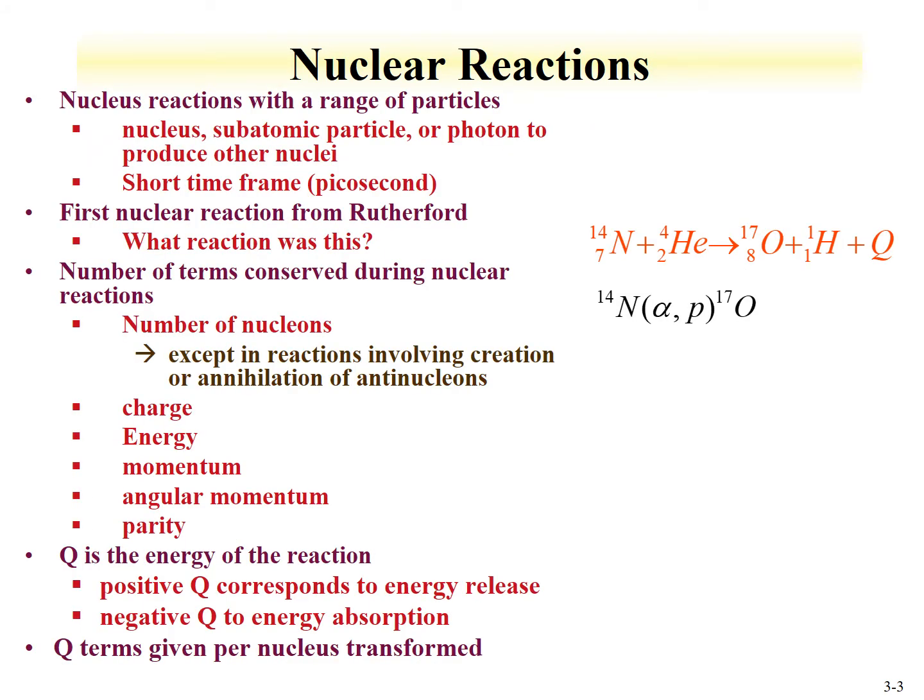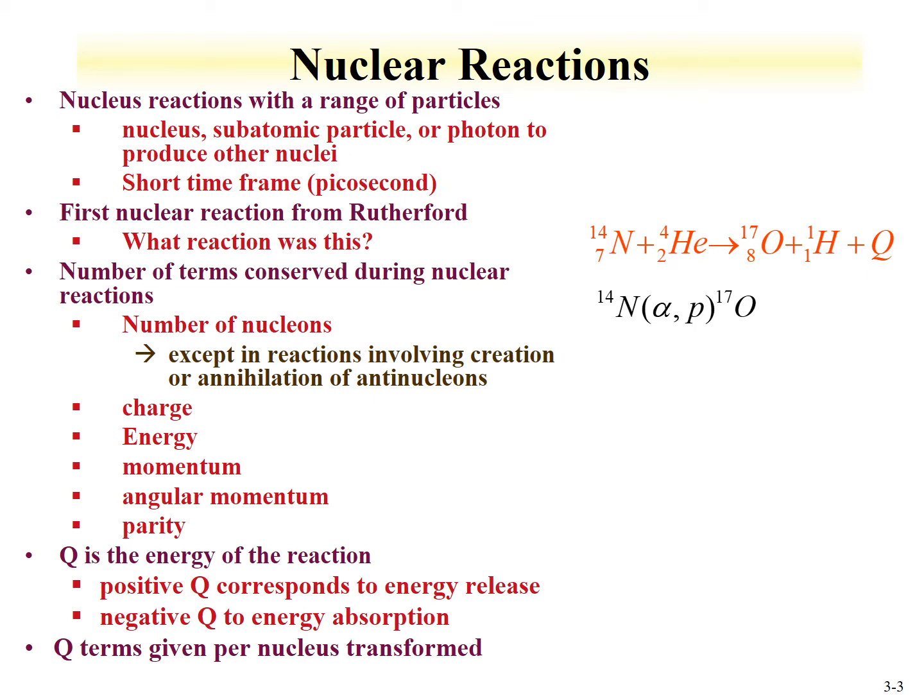We'll start off talking about nuclear reactions, just defining them. They're just a reaction with a range of particles. A nuclear reaction can occur with a nucleus, a subatomic particle, or a photon to produce other nuclei. So fundamentally we're looking at a change of a target into a new daughter or a new reactant. These reactions occur in short time frames, picoseconds.